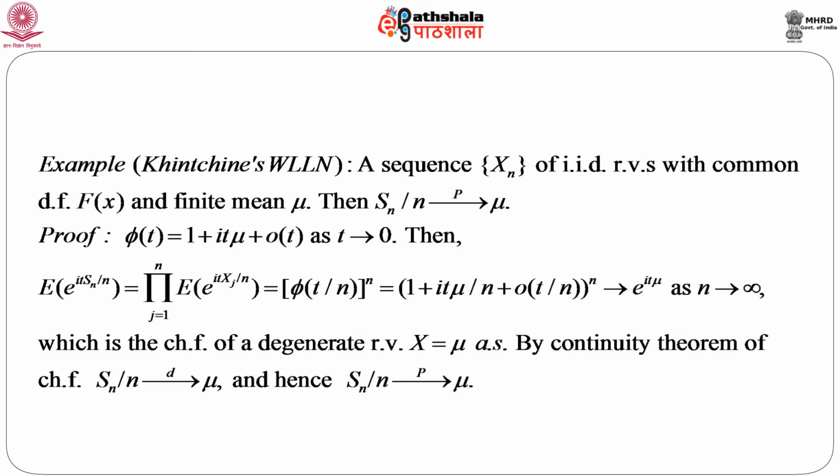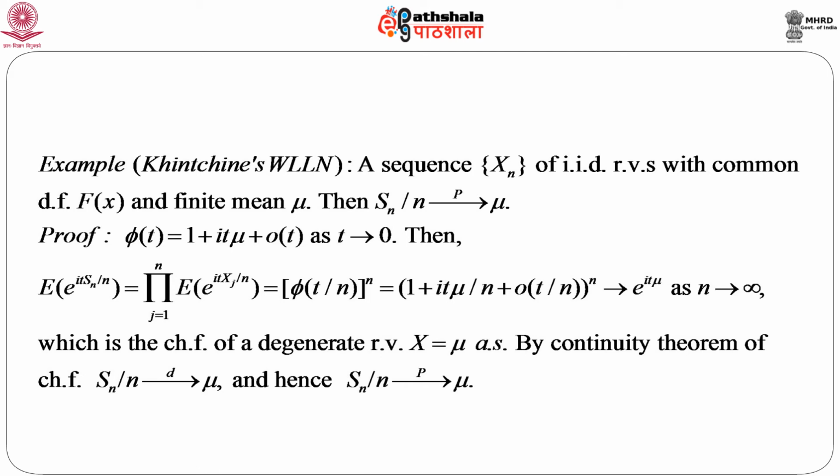Another example is for convergence in probability. This is known as Khinchin's weak law of large numbers. It says that for a sequence of IID random variables with common distribution function F(x) and finite mean mu, S n by n, where S n is the sum of n IID random variables x 1 plus x 2 plus ... plus x n, converges to mu in probability.